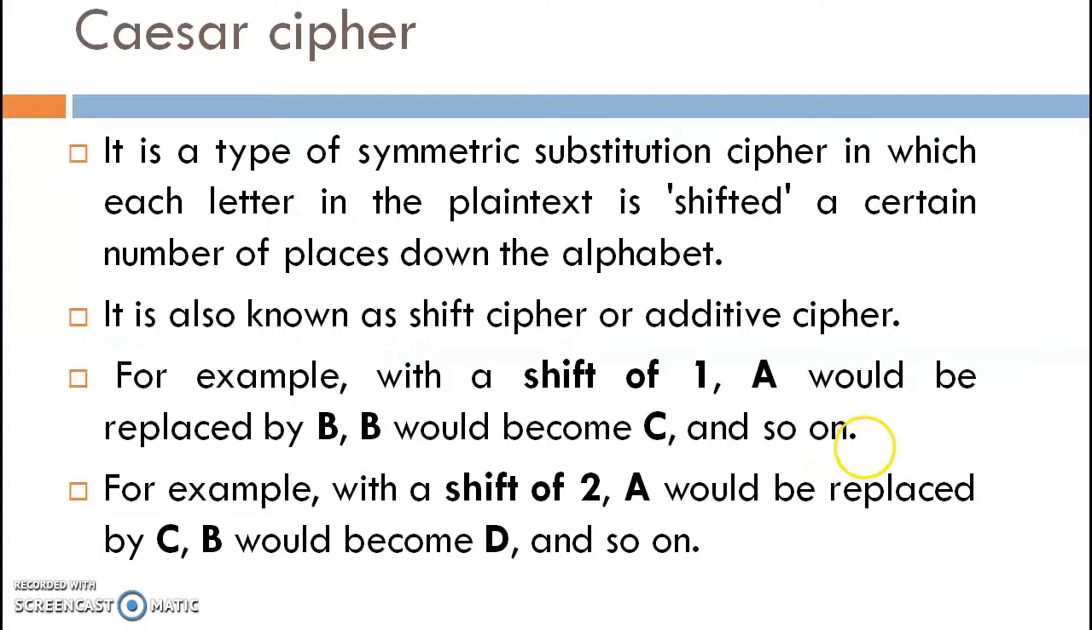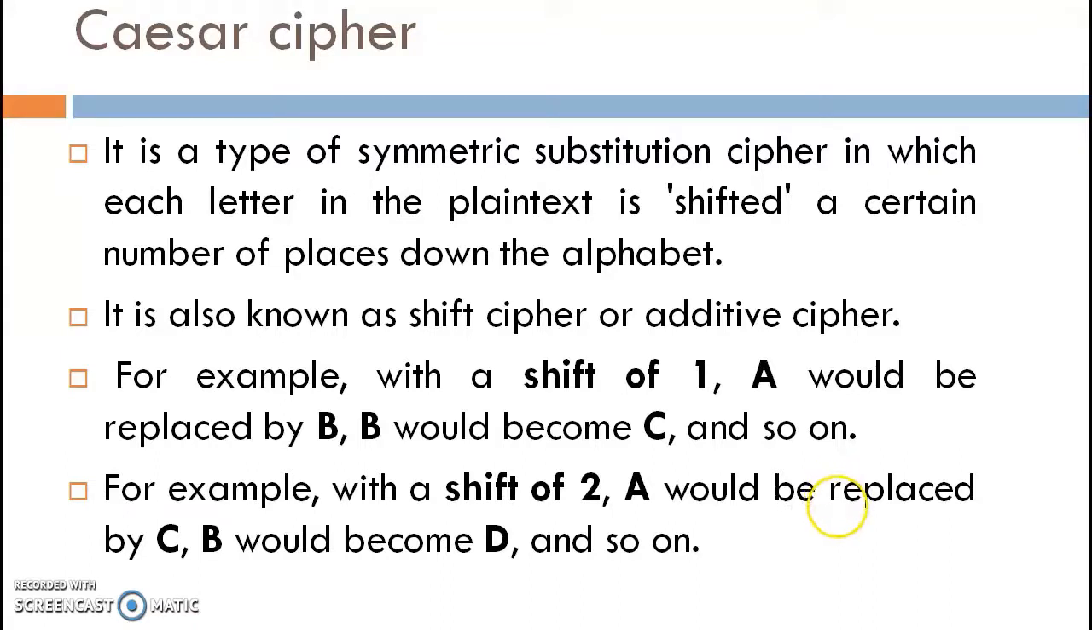Now the first algorithm is the Caesar cipher encryption algorithm. It is a type of symmetric substitution cipher. Substitution cipher means each character of the plain text is substituted with some other character. Such a technique is known as a substitution cipher. It is a kind of symmetric encryption algorithm where the same key is used for both encryption and decryption.